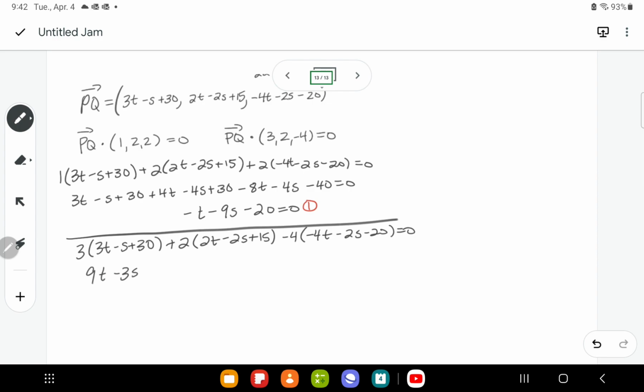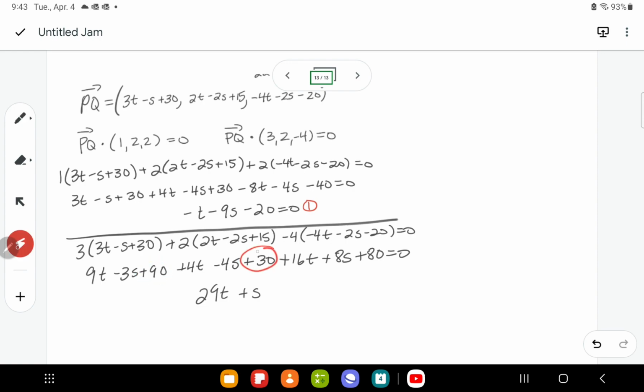So I've got 9t minus 3s plus 90 plus 4t minus 4s plus 30 plus 16t plus 8s plus 80 equals 0. And now I have, let's see, how many t's? I've got 9t plus 4t, so 13, and then plus 16, so I get 29t. Then my s is negative 3s minus 4s is negative 7, plus 8 is 1 plus s. And then numbers. I have 90 plus 30 plus 80, which I think is 200 equals 0. So now I've got equation number 2.